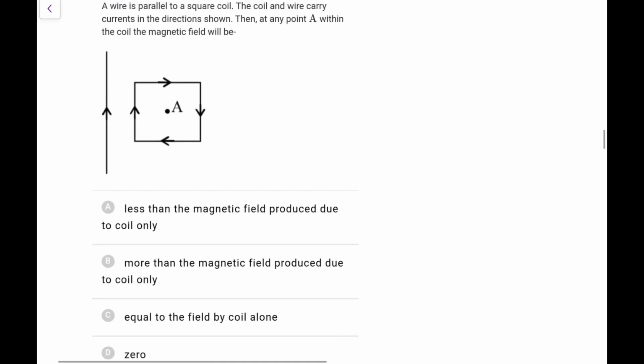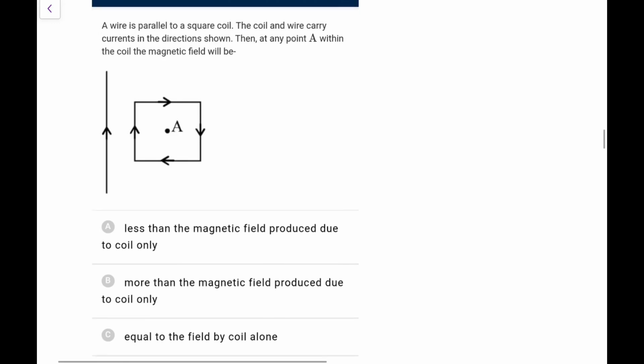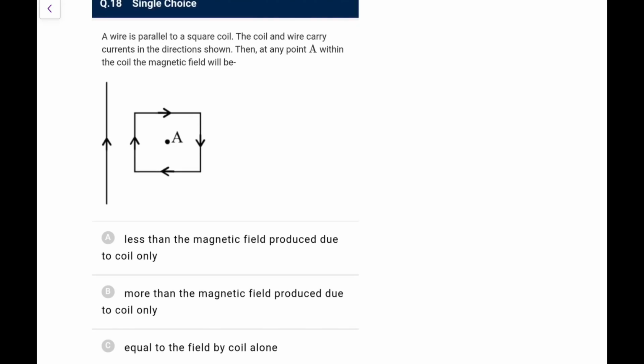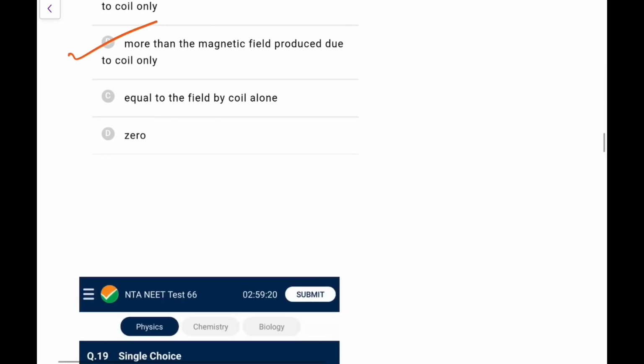Next. A wire is parallel to a square coil. The coil and wire carry currents in the direction shown. Then at any point A within the coil, the magnetic field will be, okay. First of all, due to the current in the coil itself, we can make out the field would be inwards. And due to this wire it is also inwards. So within the coil, the magnetic field will be more than the magnetic field produced due to the coil, because both are adding up. So it would be option B, that is the appropriate one.